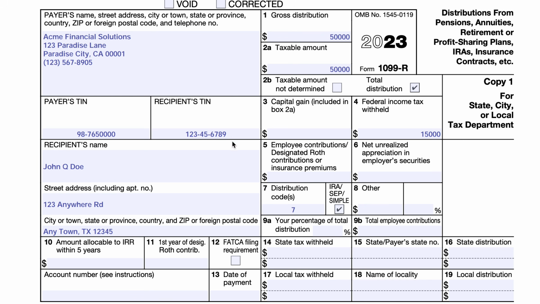So all of this is pretty straightforward. The main thing that you need to check on is just to make sure that your information is being properly reported, because it needs to match up with your tax records.